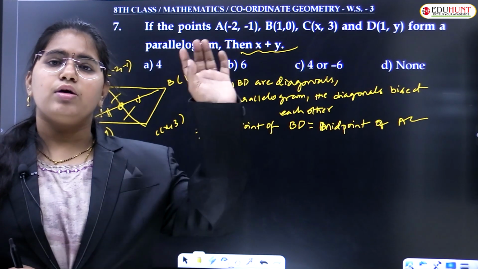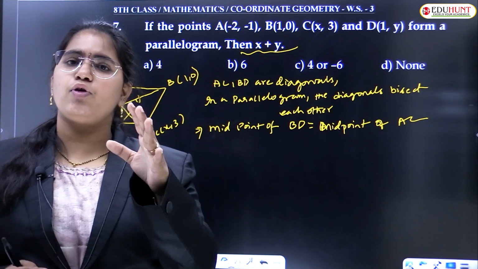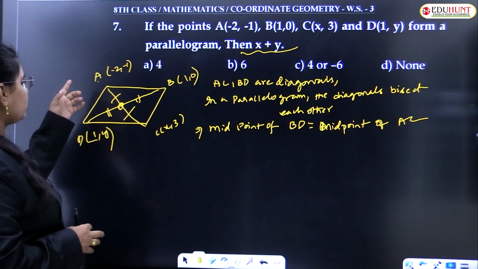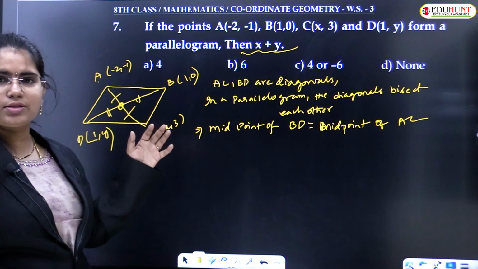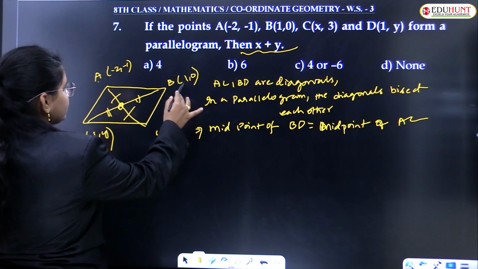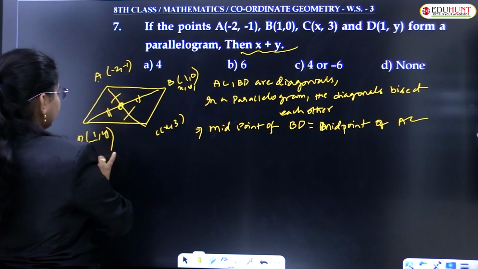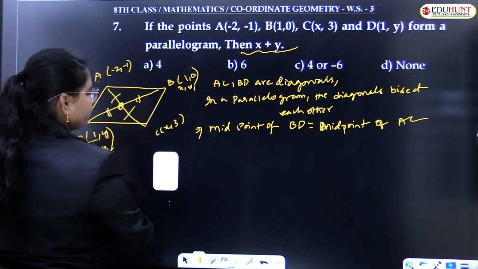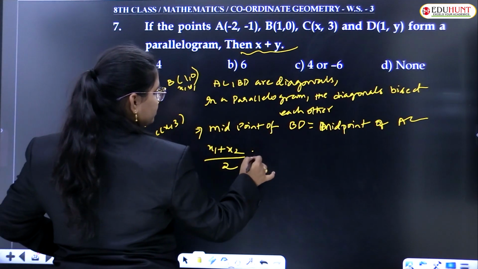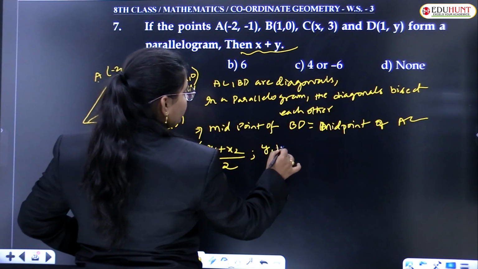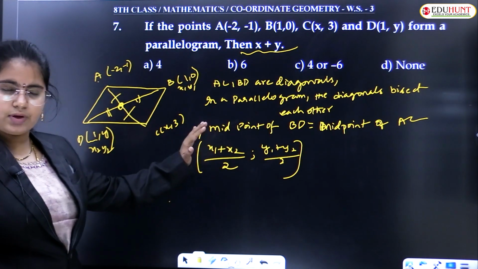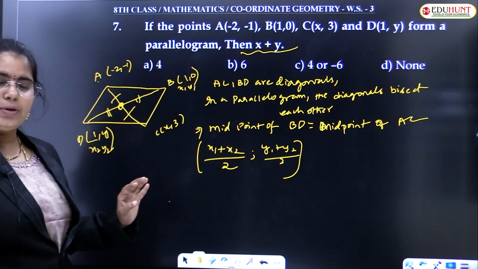Right? So the first diagonal's midpoint is exactly equal to the second diagonal's midpoint, right? So we will use the midpoint formula. Let me find BD here. This is x1, y1, and this is x2, y2. The midpoint formula is (x1 plus x2) by 2, (y1 plus y2) by 2, correct? So we will substitute the x1, y1 and x2, y2 values for BD.